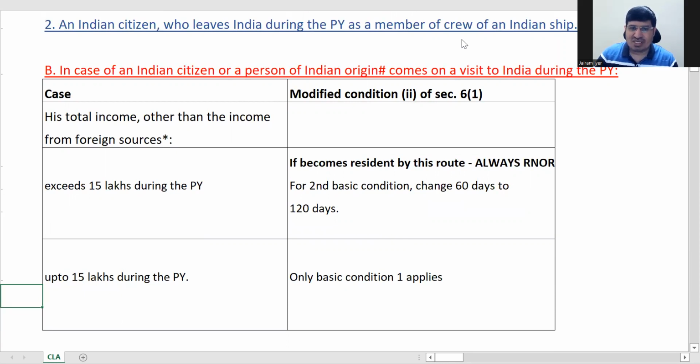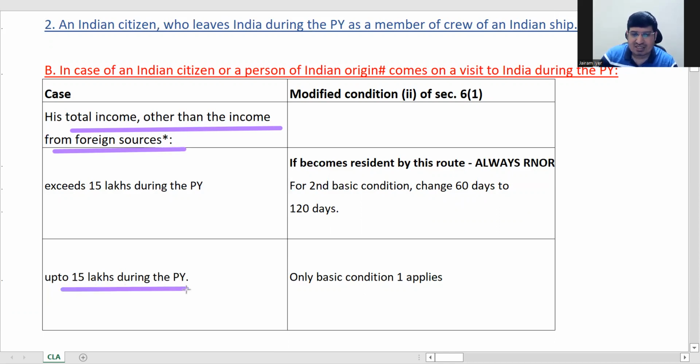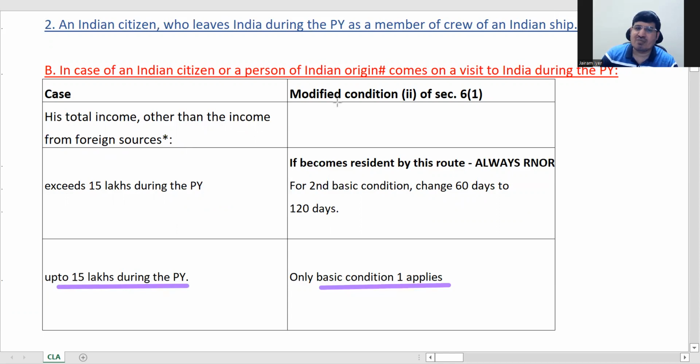So what you have to see, two points here. Is total income other than income from foreign sources. Just leave out foreign income, only see Indian income. There can be two things: one is it can be up to 15 lakhs during the previous year, or it can be more than 15 lakhs. If it is up to 15 lakhs, then just do the same which you did in point 2.